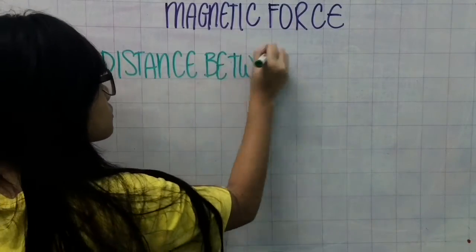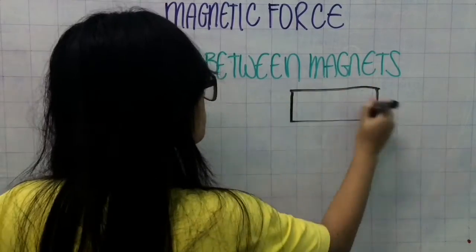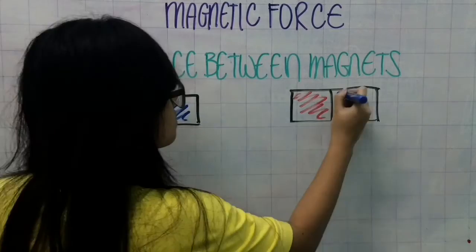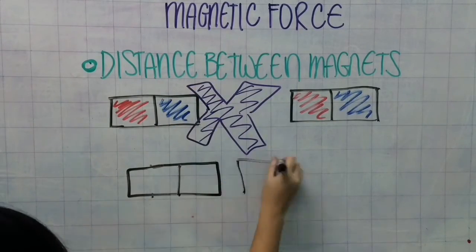The first reason is the distance between magnets. If they're too far away, they won't attract, even though the poles are supposed to. If they inch closer and point at the right poles, they will attract.